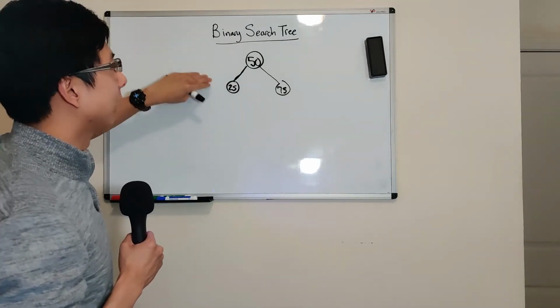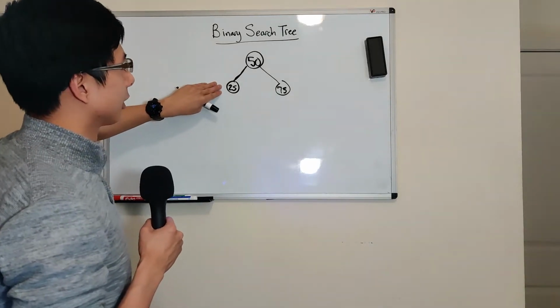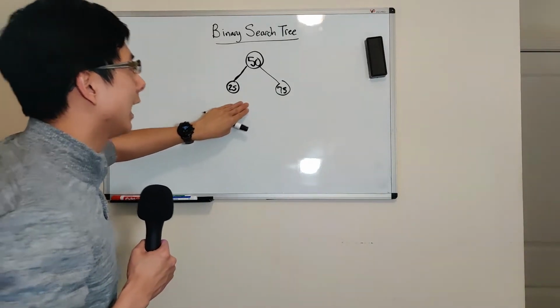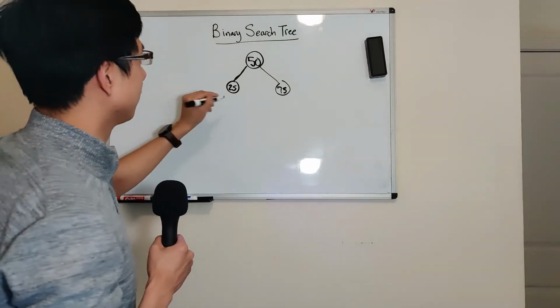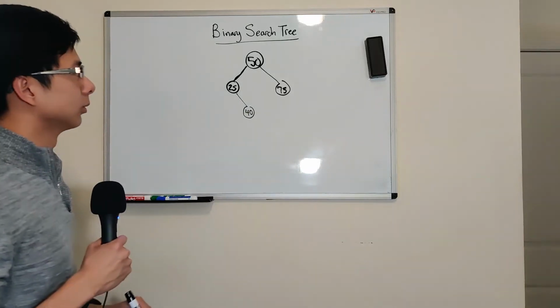So we say, okay, let's add 40 to 25. We follow the same logic again, and we say, well, 40 is greater than 25, so we're going to the right. And now that we have an empty spot right here, then we can create 40. There we go.